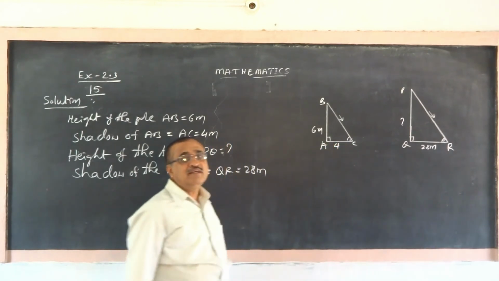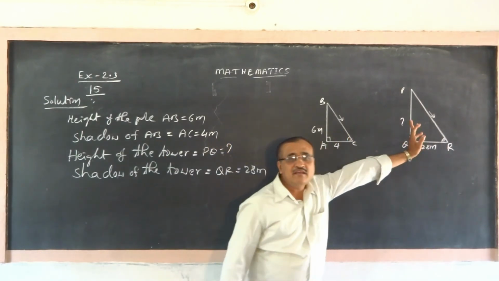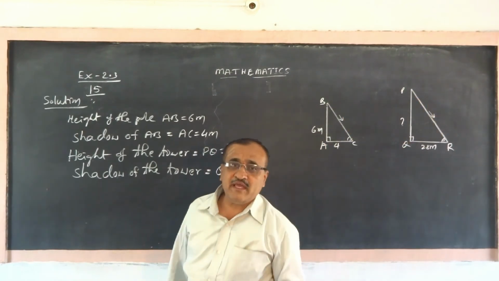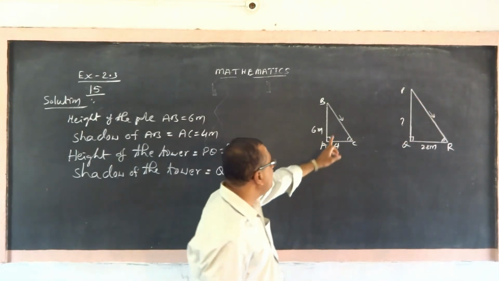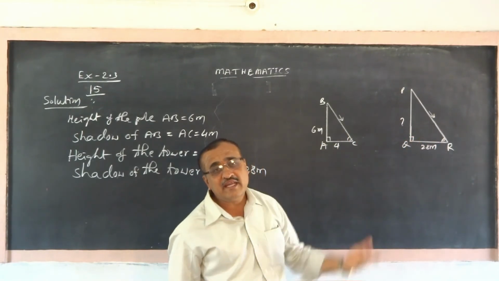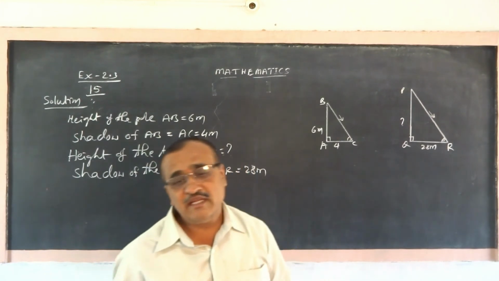So therefore, these two triangles are equiangular. This is the third pair. If two pairs are equal, the third pair is automatically equal. Therefore, these two triangles are equiangular. Hence, they are similar. Take the proportionality of the sides and you will get the answer.